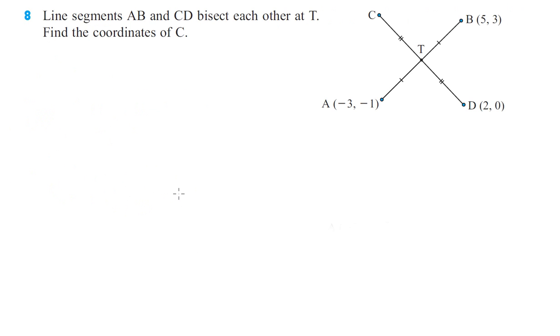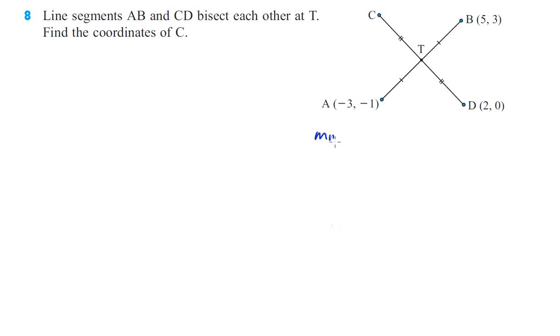Let's see. Number 8. Line segments AB and CD bisect each other at T. Find the coordinates of C. Okay? So we can find this by, if we have this endpoint and this midpoint, we can find that endpoint there. So the midpoint of this line here is the same as the midpoint on this line here. So let's find that.